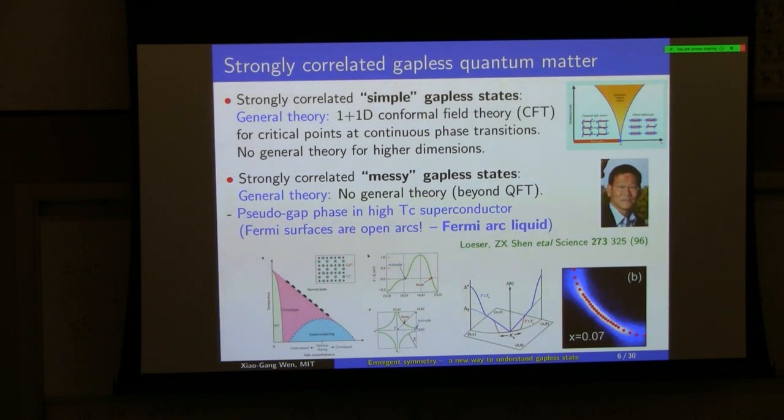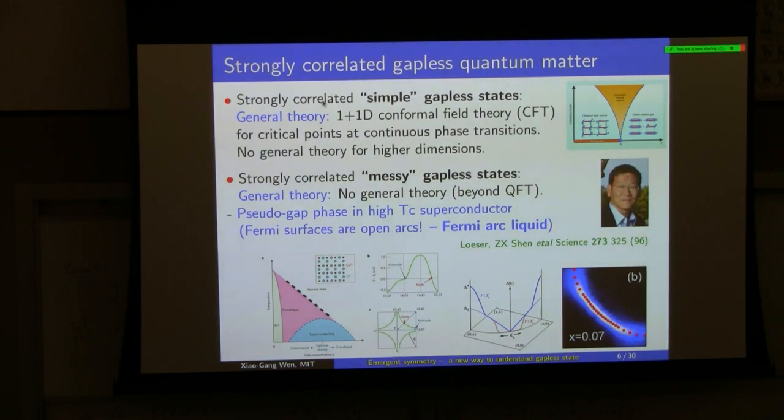Then we have strongly correlated gapless states. A simple example is with different symmetry breaking patterns. One gapped state is one symmetry breaking pattern, and then we have another gapped state with a different symmetry breaking pattern. Between two symmetry breaking patterns, we may have a continuous transition, which is gapless. And these really give us simple gapless matter.